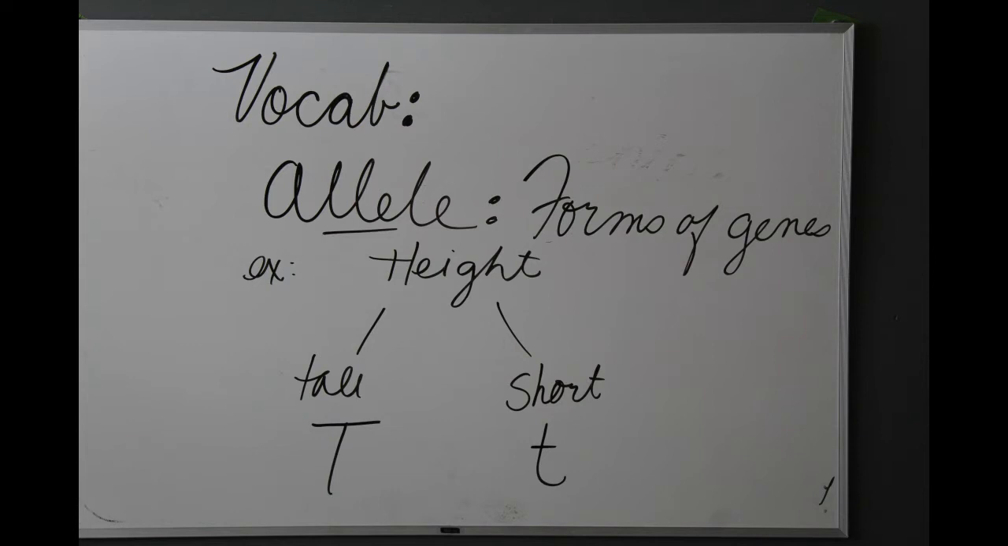Another important vocabulary word will be allele, which means an alternate form of the same gene. So if I were talking about the gene for height, then two alternates for that gene could be tall and short. So I would signify tall with a capital T and short with a lowercase t, just to show that I'm talking about the same trait, but I'm looking at alternate forms of that trait.